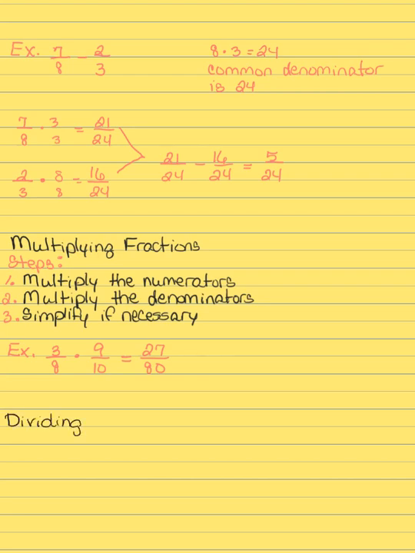Next, you need to write dividing fractions. And right underneath this, again, you're going to write steps. So step 1, keep the first fraction as it is. You're not going to change it.